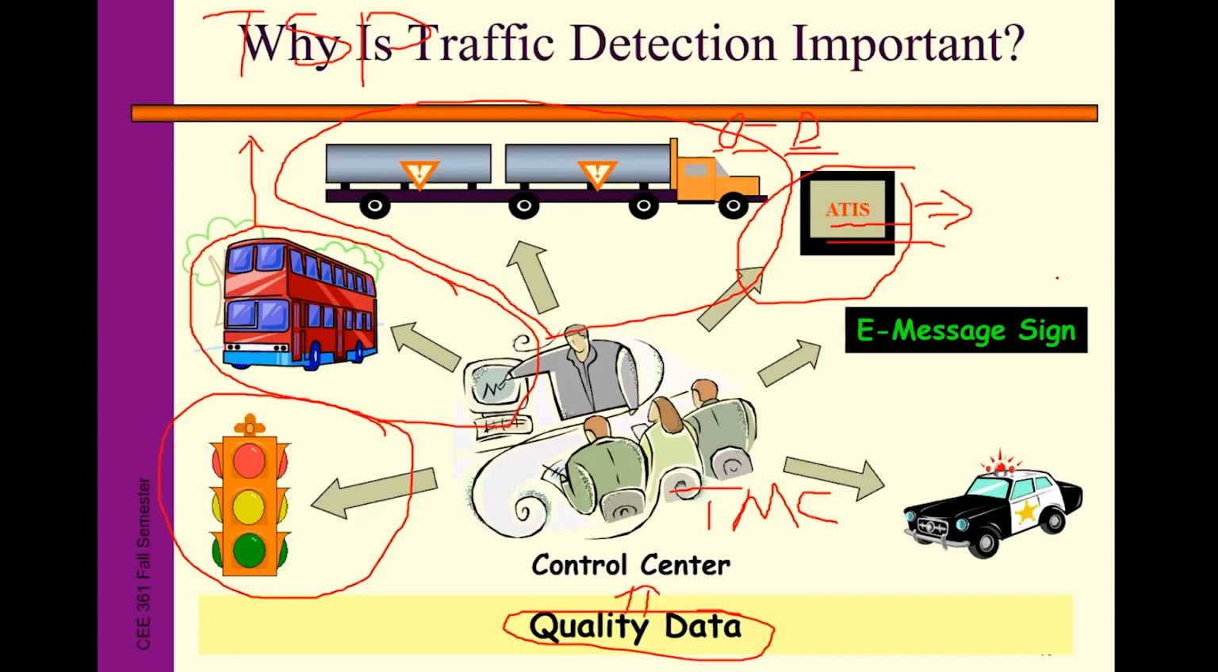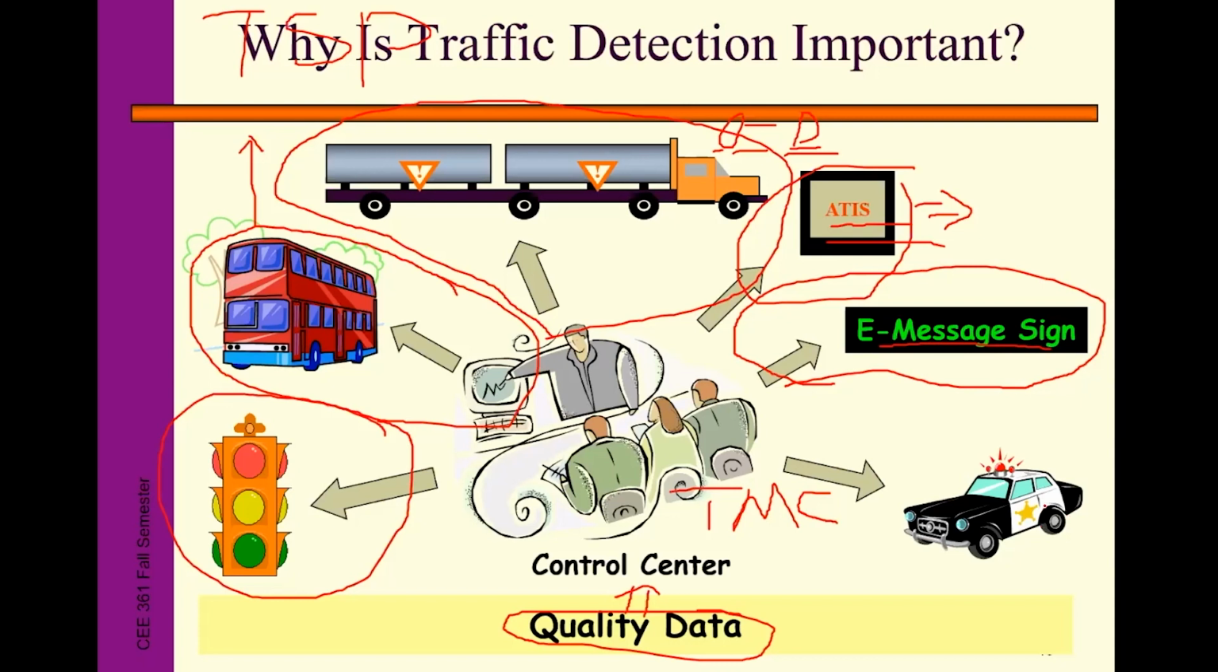And we also can use those data for the dynamic message sign. We call it the e-message sign. So we deliver real-time information to the traveler. For example, if a landslide occurred on a particular freeway segment, we can have the dynamic message sign show that dynamic information to the travelers, and travelers can take corresponding actions to avoid the roadway segment.